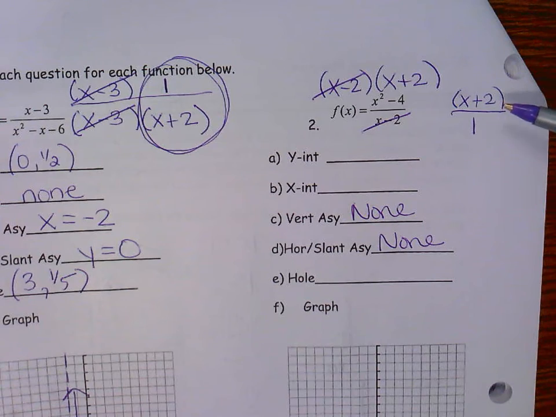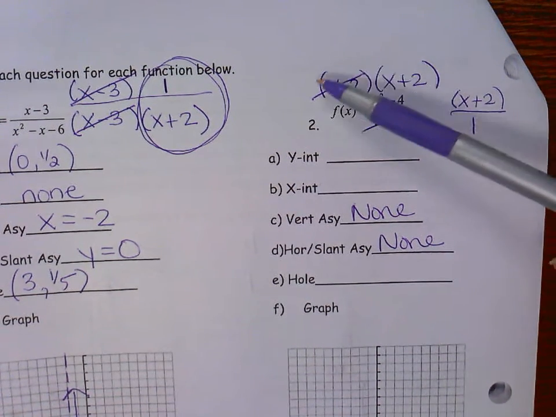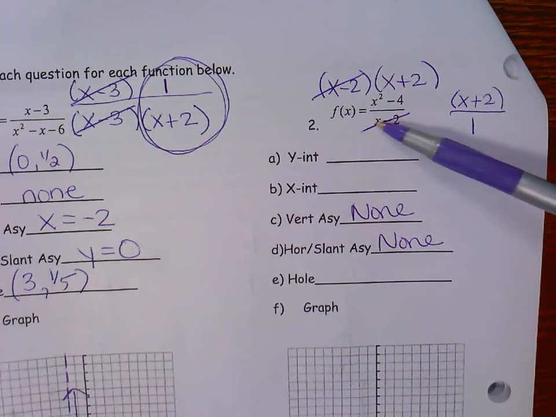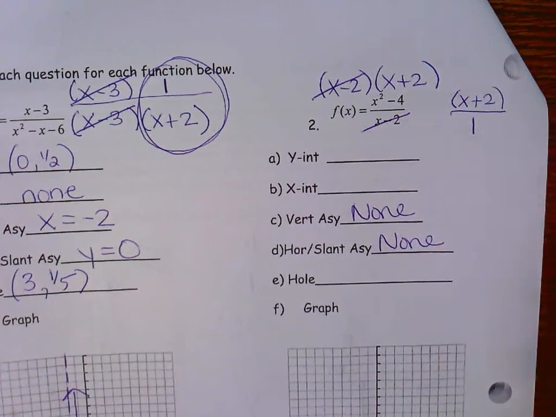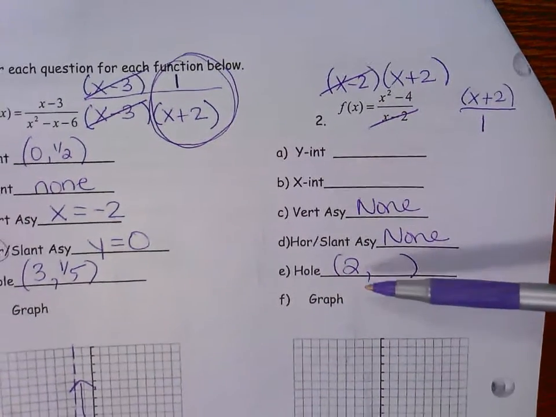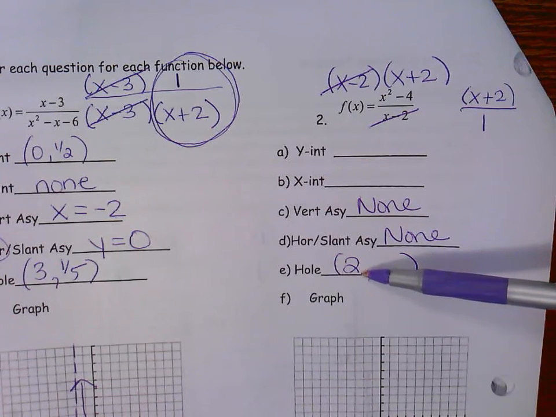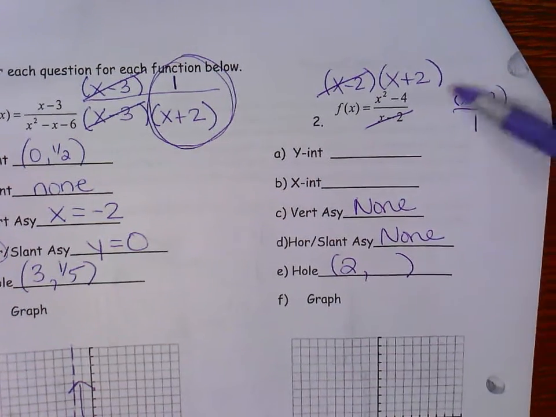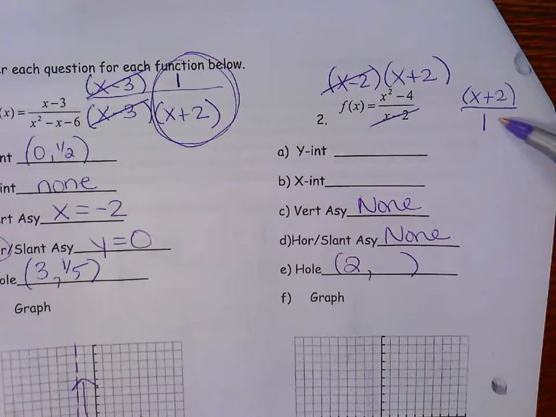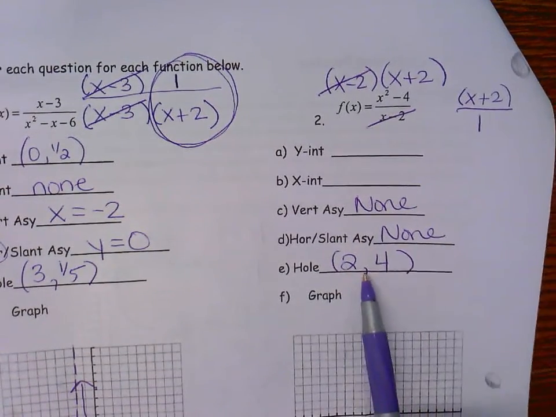So the hole, where was this undefined? It was undefined at positive 2, right? Because 2 minus 2 would have given me 0. So my hole is at 2 comma something. What do I do with the 2 to find the something? Yeah, plug it into your new equation, right? So 2 plus 2 is 4. So I'm going to have a hole at 2 comma 4.